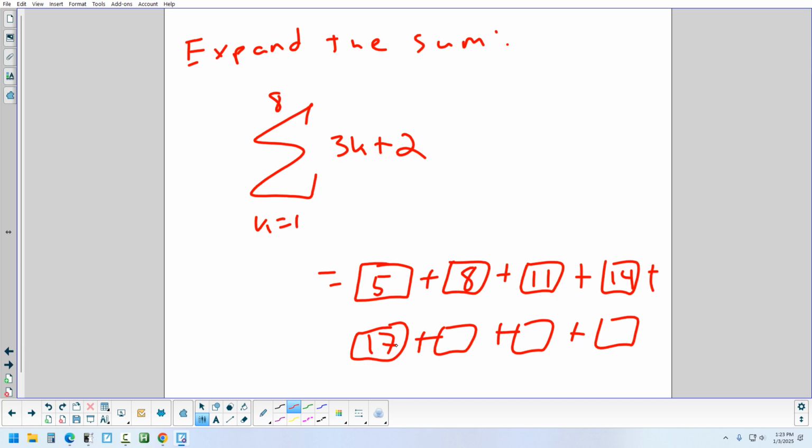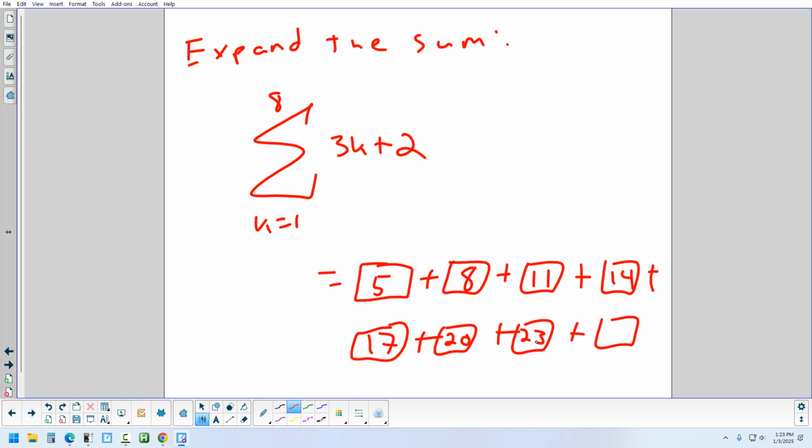Mackenzie, which one are we on? 4, 5, the sixth term. You'd plug in 6. 20. So 3 times 6 is 18 plus 2. So you can see this is a lot shorter way to write this down. This is the long way to write it. Seventh term. Brett, how are we going to get that one? Yep, plug in 7. We get 23.